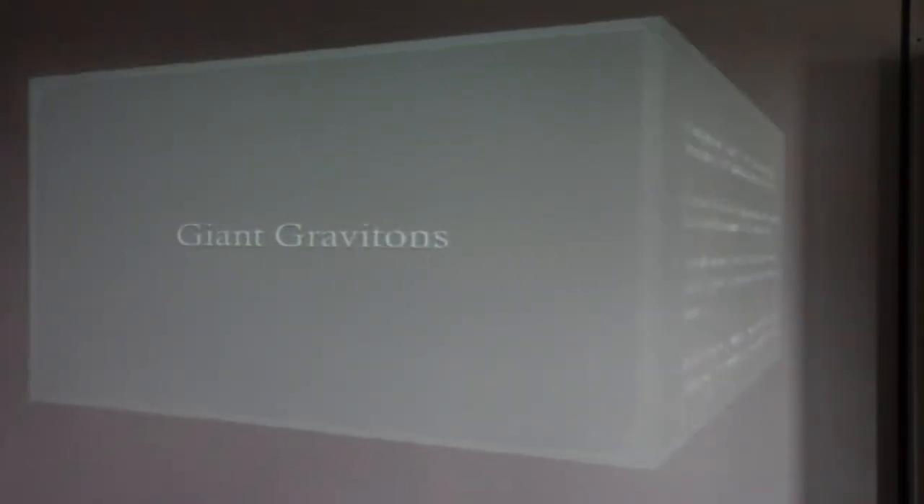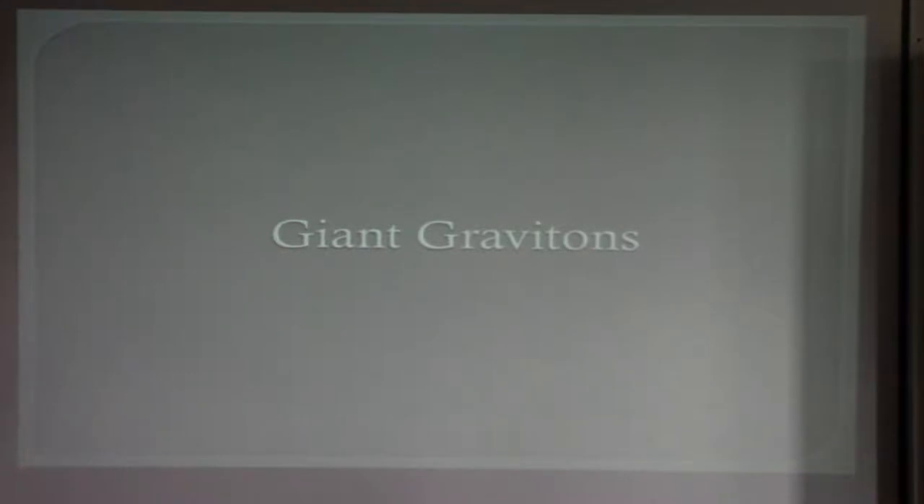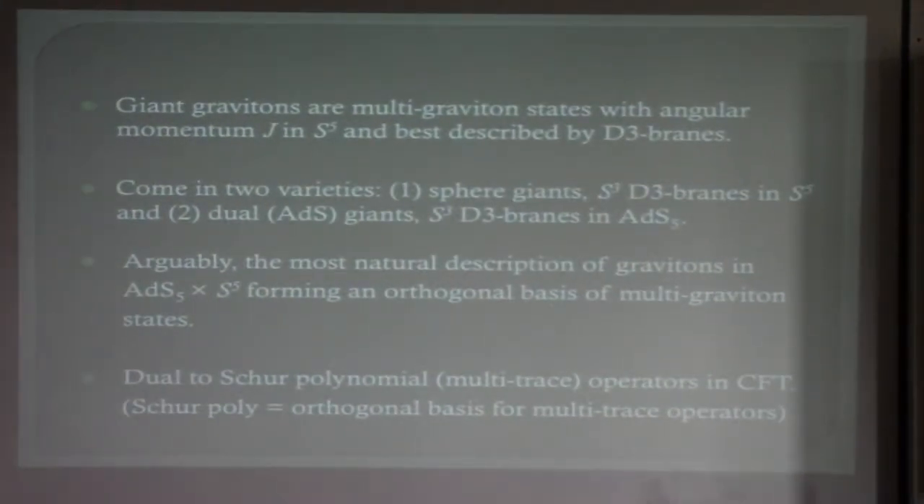Okay, so now, giant gravitons. I will review giant gravitons in a few slides. Giant gravitons are multi-graviton states with angular momentum J, and they are best described by these three-branes. They come in two varieties. One is the three-sphere in S5 of AdS5 times S5. The other one is the three-sphere in AdS5. And both of them are rotating in S5.